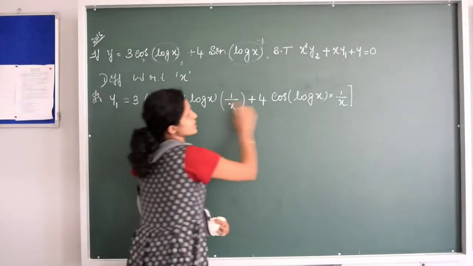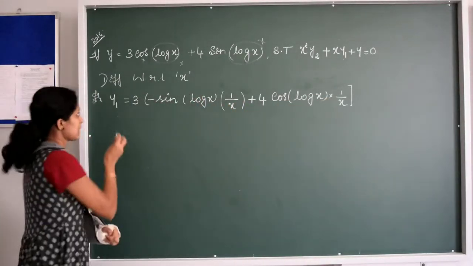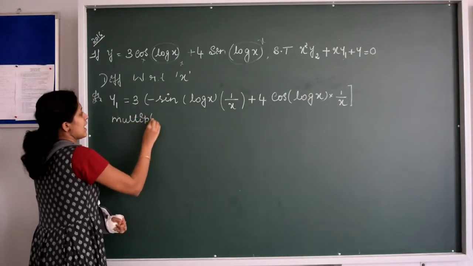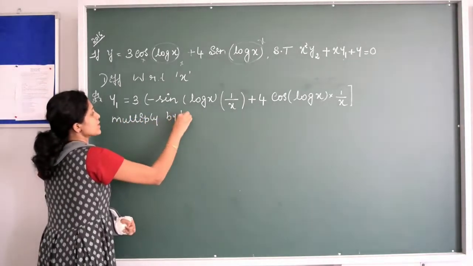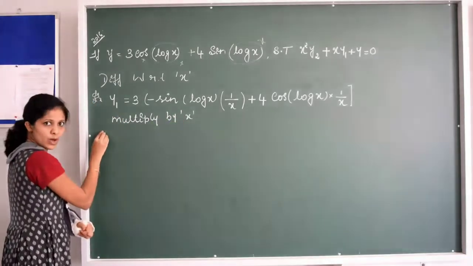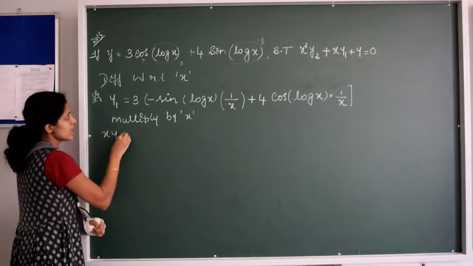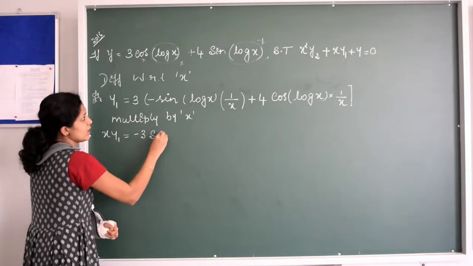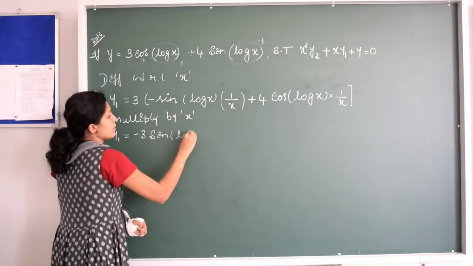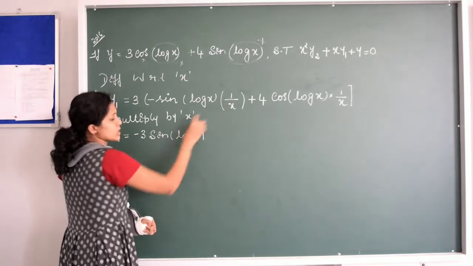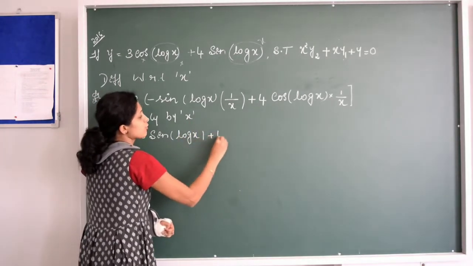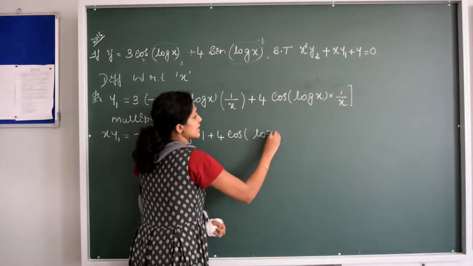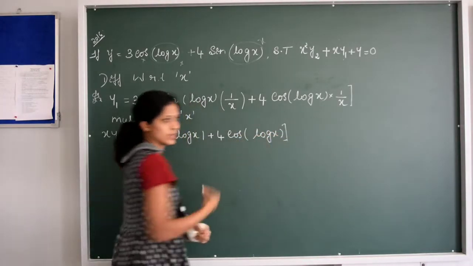Now here you can observe this: x is common, so we will multiply by x on both sides. If you multiply by x, this will now be x into y1 is equal to minus 3 sin log x. We have multiplied by x, so this x and x got cancelled, plus 4 cos of log x. Again that x and x got cancelled. Now we got this one.